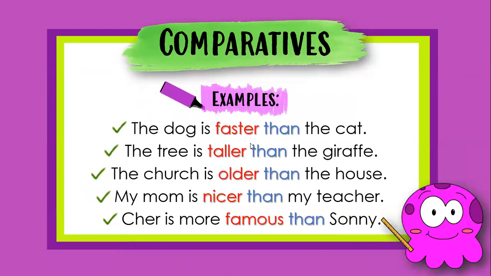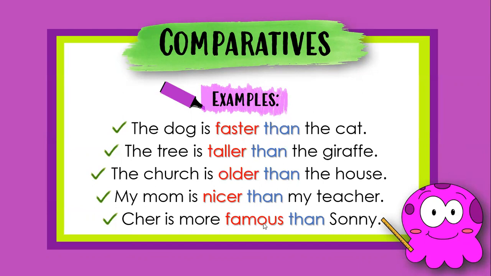Now, let's look at some examples, and then I'm going to show you exactly how to write some of these words. Okay, the dog is faster than the cat, so the word is faster. The adjective is fast, but the comparative form is faster. The tree is taller than the giraffe. Tall is the adjective. Taller is the comparative. The church is older than the house. Old is the adjective. Older is the comparative. My mom is nicer than my teacher. Nice is the adjective, nicer the comparative.